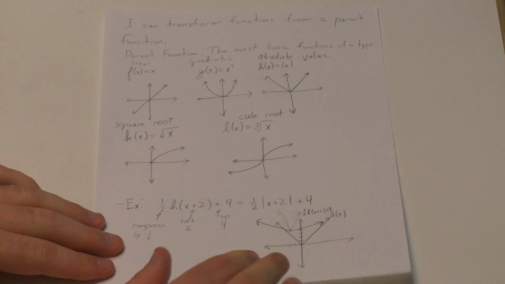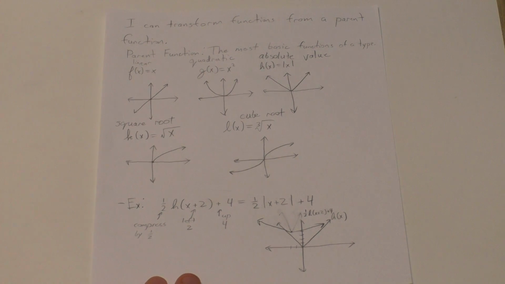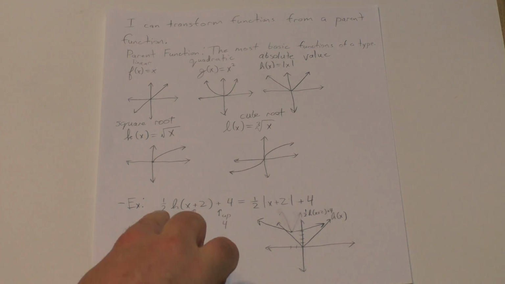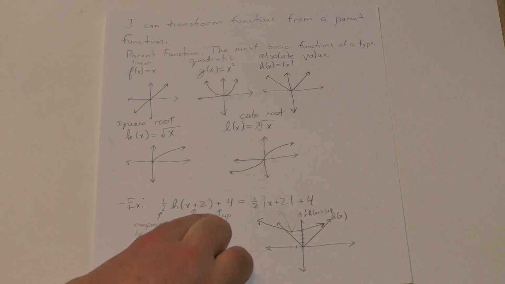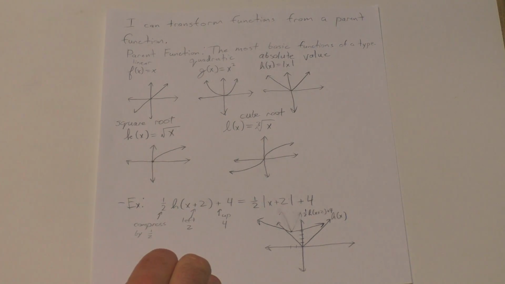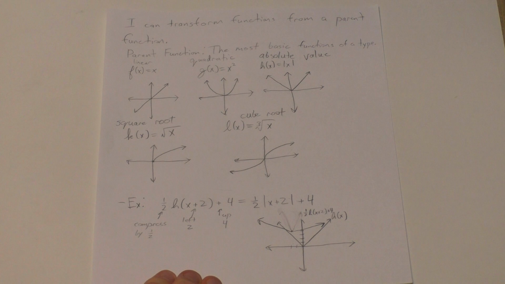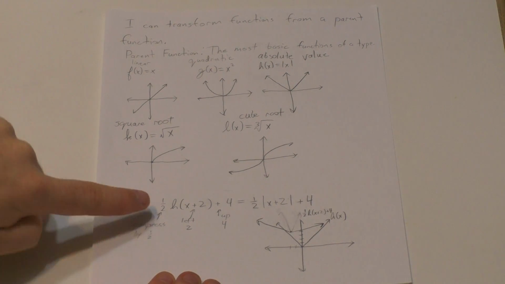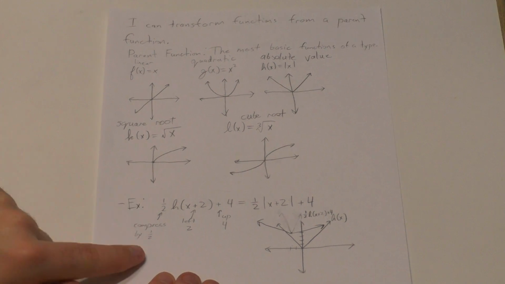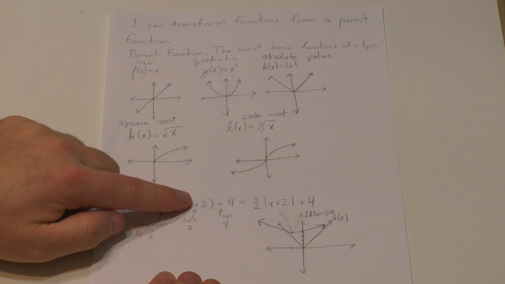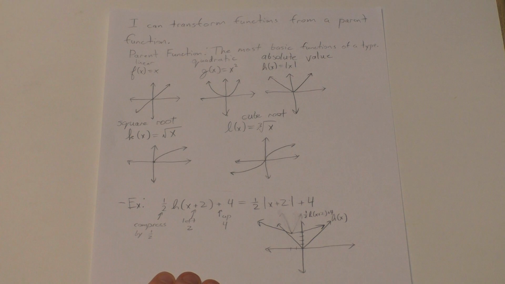here. Okay, so what I'm going to show you guys is how we can translate from these original parent functions. So in this example, I have 1/2 h of x plus 2 plus 4. Okay. Now from our previous lessons about transformations and function notation, we know that this 1/2 in front of the function means it's going to compress by 1/2. We know that this plus 2 means it's going to go to the left 2, and this plus 4 means it's going to go up 4.